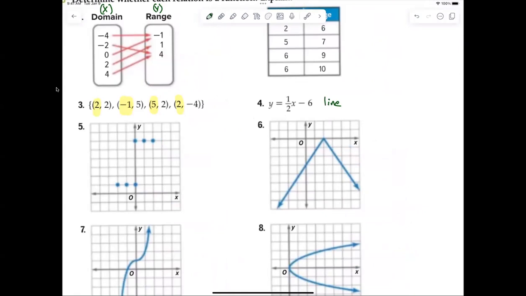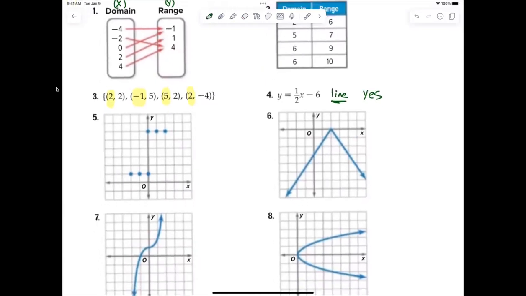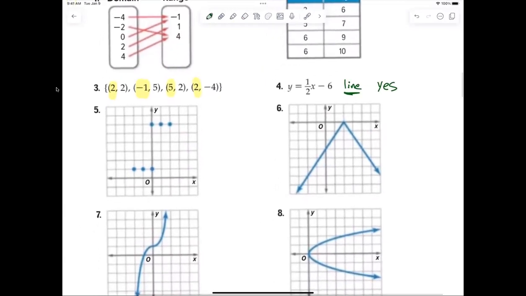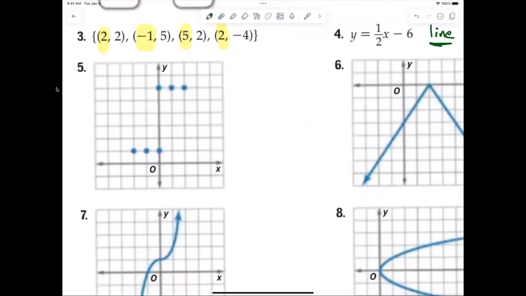But lines are functions. So you would say, yes, because you understand that's a line, it is a function. There's only one line that's not a function, and we'll talk about that when we get to it. But right now, y equals 1/2 x minus 6 is called a line. So we classify that as a function. All lines are functions. Well, not all lines. There's one that's not, but we'll talk about it when it's necessary. Okay, now let's look at number 5.